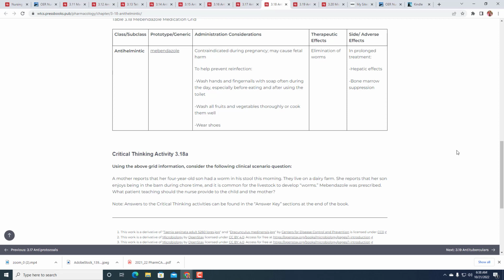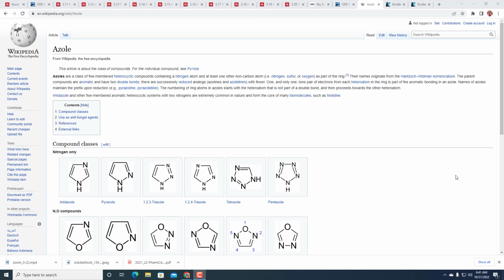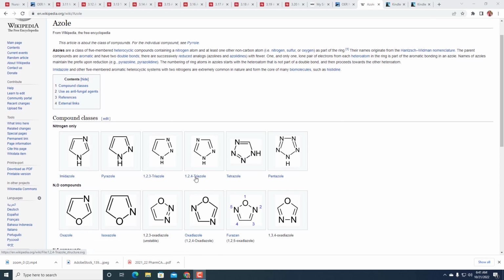I do want to talk a little bit about that ending, though, when you talk about antihelmintics. Let's just start with what an azole is. It's a 5-membered heterocyclic compound with a nitrogen atom. So it's just talking about this organic chemistry. I don't want to call it a substance. I guess it's more of just a molecule, but it's a ring, and that's what the azole is.